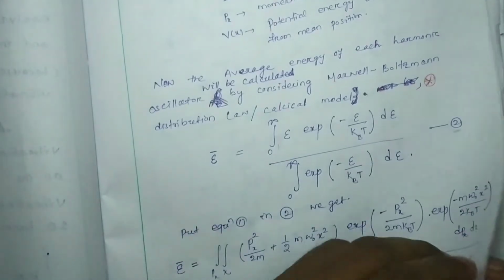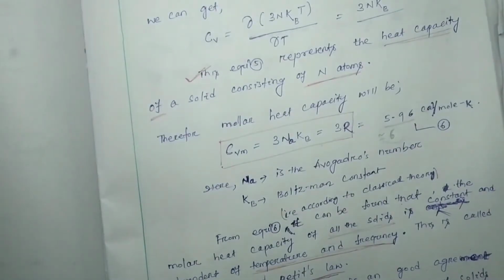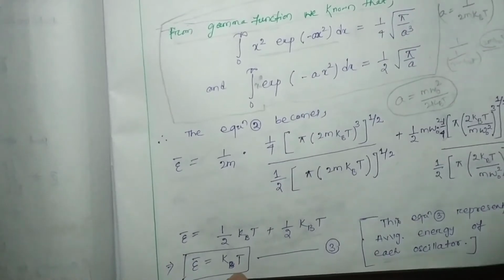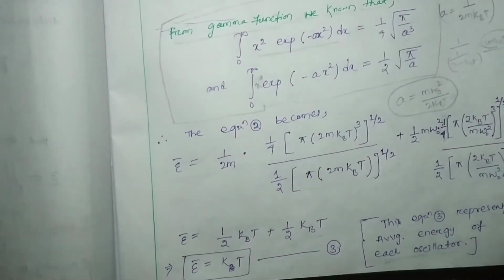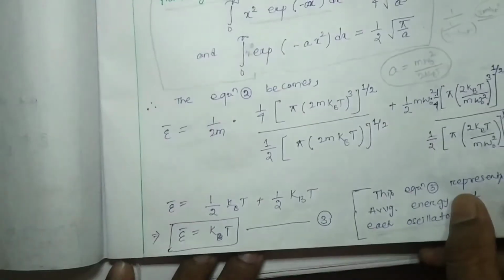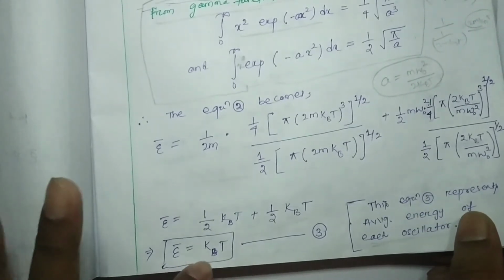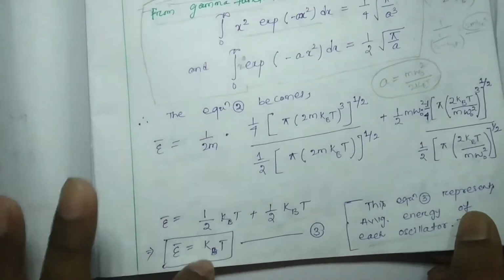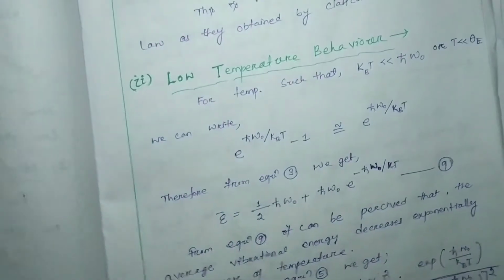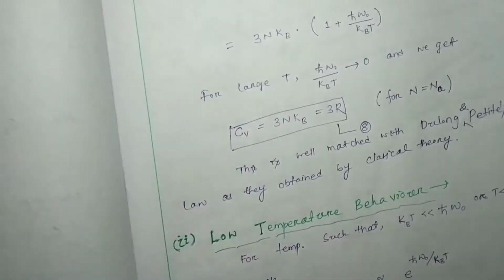From this expression, you can check your notes, we found that the average energy is kBT. This represents the average energy of each oscillator, that means each one-dimensional harmonic oscillator, by considering the classical method. And this value is the same if we consider Einstein's model at higher temperature. We found the same value.